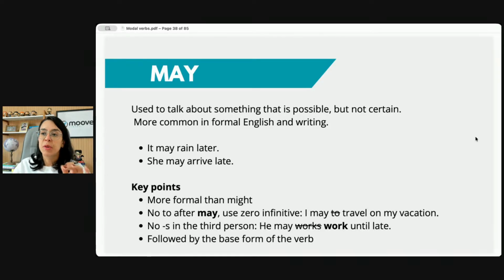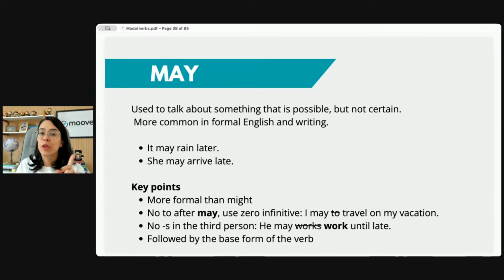Okay. Before I talk about the importance of may for proficiency exams, let me give more details about it. May is more formal than might. Might is the same as may, but may tends to be more formal. Don't use a to after may. Okay, don't use a to after can, could, may, and might also. So it's incorrect to say I may to travel on my vacation. We say I may travel.